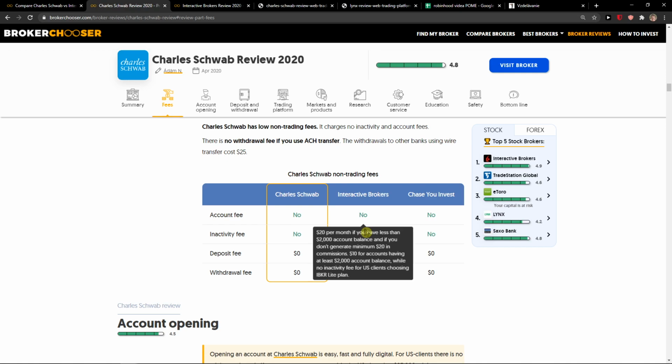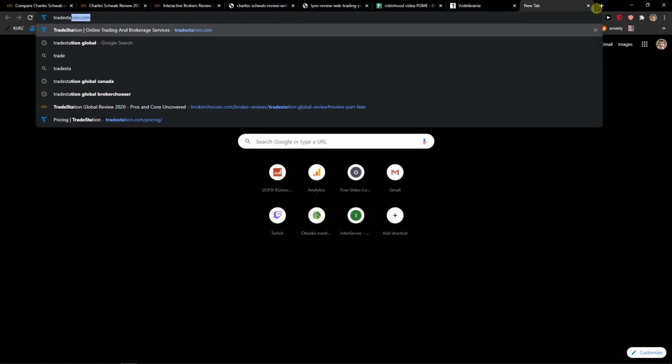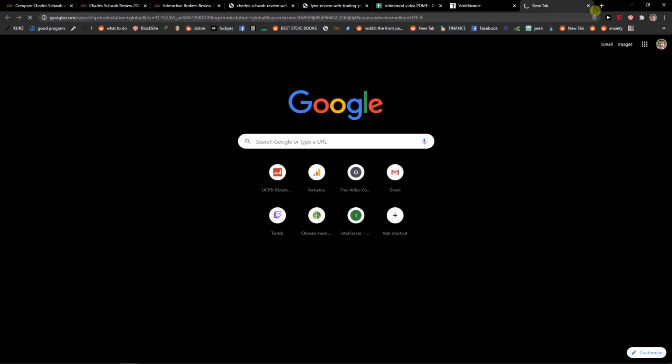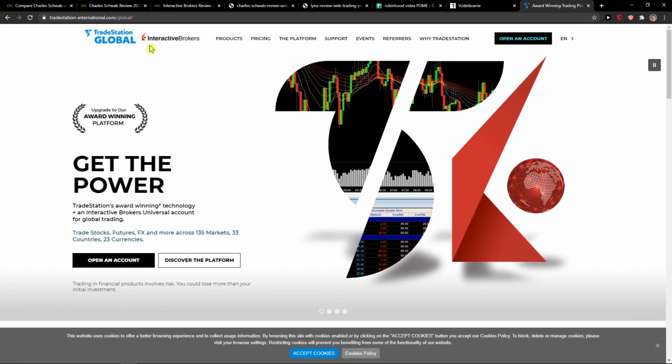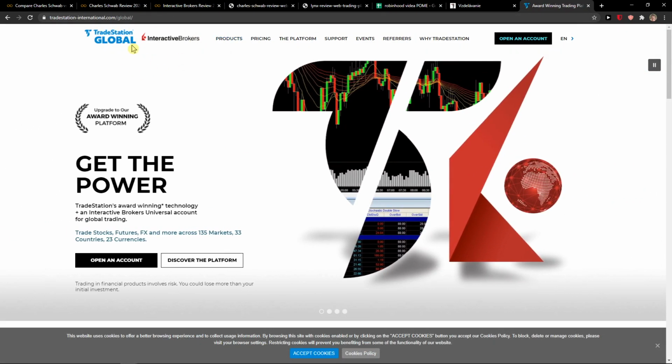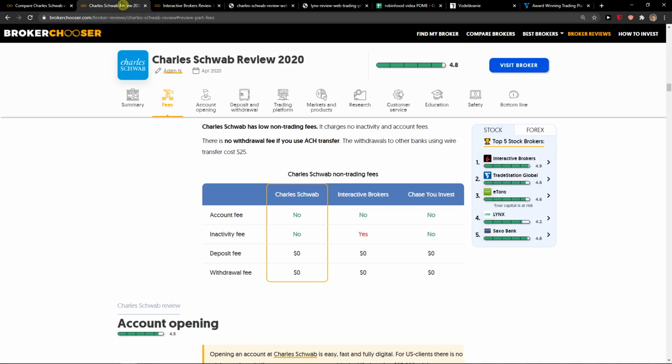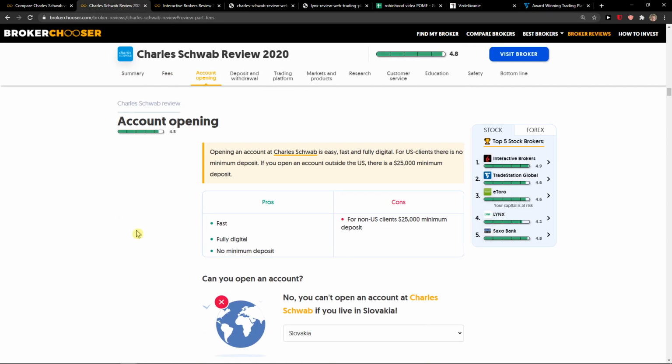What you can do is open an account with something like TradeStation Global. Just search for it on Google. TradeStation Global is a site similar to Interactive Brokers. It's directly connected to it. It's the same, but without the inactivity fee. So this is what you can do if you want to use Interactive Brokers, but you don't want to pay a fee. Now, account opening: the only thing about Charles is that for non-US clients, it's a 25,000 minimum.